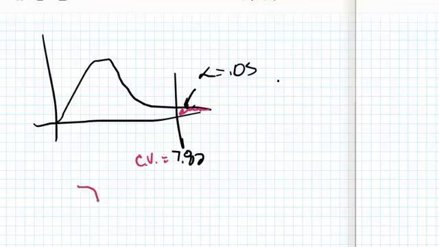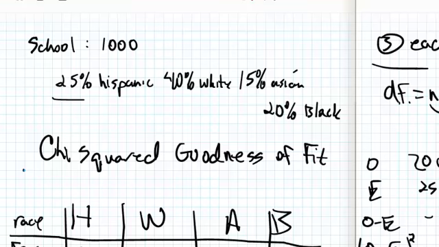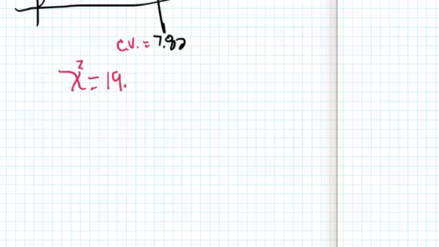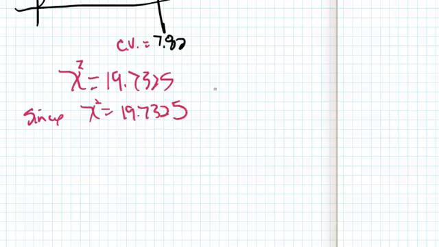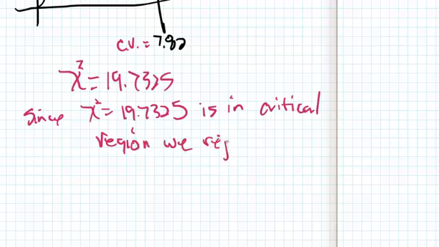Well, in our case, my chi-squared was 19.7325. Now we know that since chi-squared equals 19.7325 is in the critical region, we reject the null hypothesis.